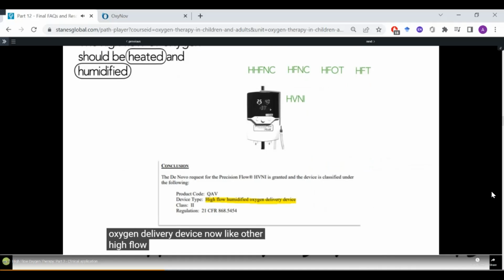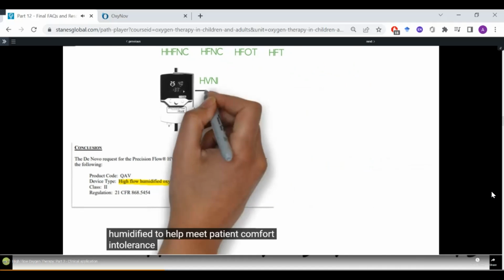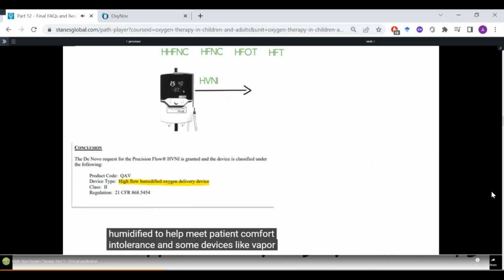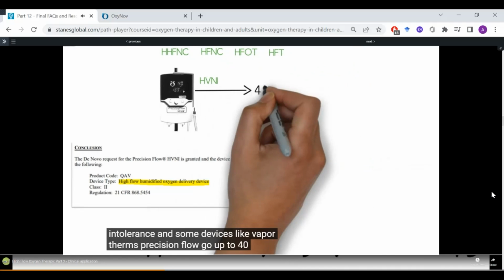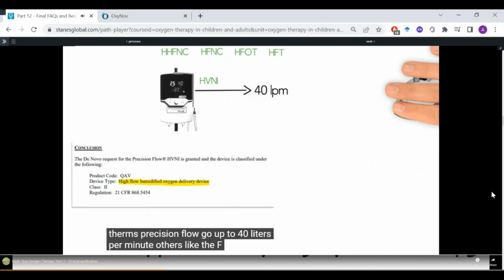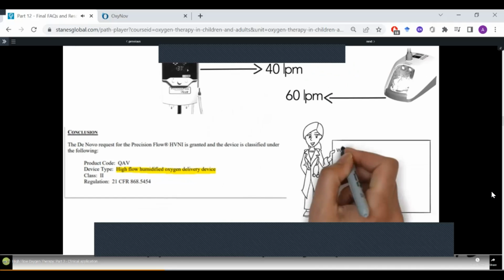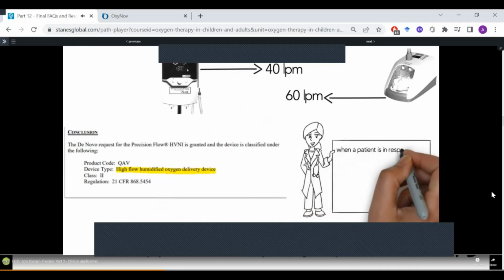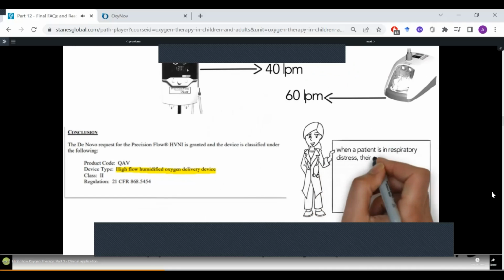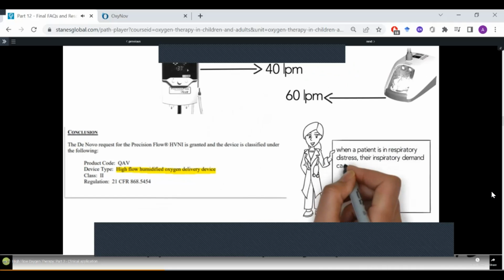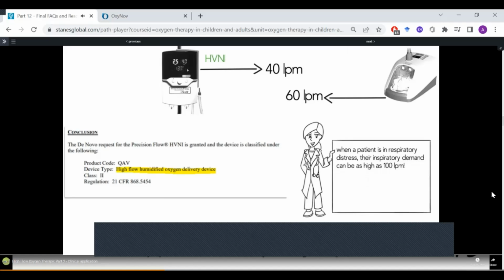Now, like other high-flow devices, they deliver a high flow of oxygen and it is heated and humidified to help meet patient comfort and tolerance. And some devices, like Vapotherm's Precision Flow, go up to 40 liters per minute. Others, like the F&P Airvo 2, go up to 60 liters of flow, while still others can go even higher. Because at the end of the day, we're just trying to meet the inspiratory flow of a patient. And when that patient is in respiratory distress, that inspiratory demand can be as high as 100 liters per minute.